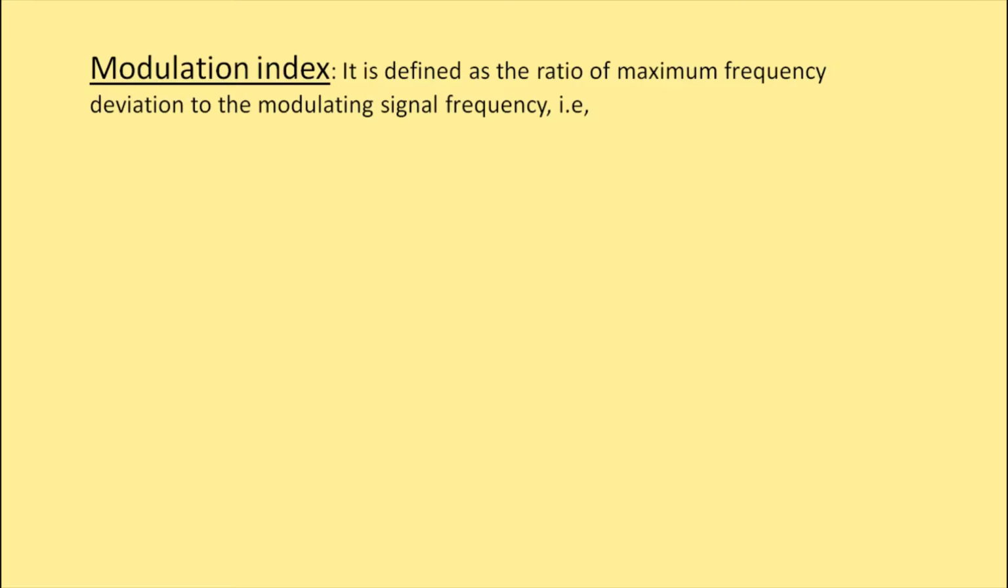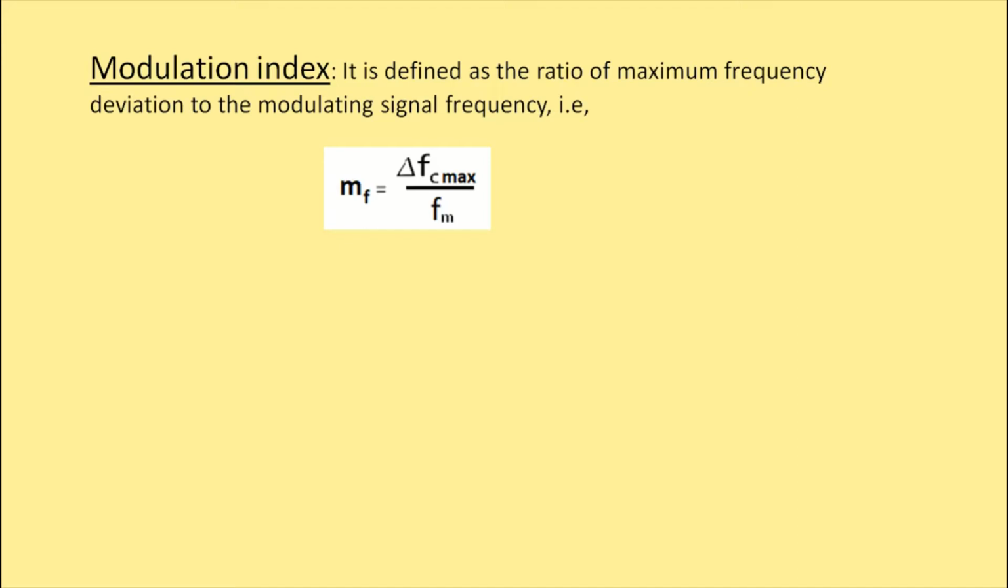Now, we will define what is modulation index. Again, students, please bear in mind this definition. It is one of the commonly targeted 1-mark questions. Define modulation index for FM. The definition is, it is defined as the ratio of maximum frequency deviation to the modulating signal frequency. That is, MF is equal to delta Fc max by Fm. Again, one of the very important formulas that we will be using for solving the problems.